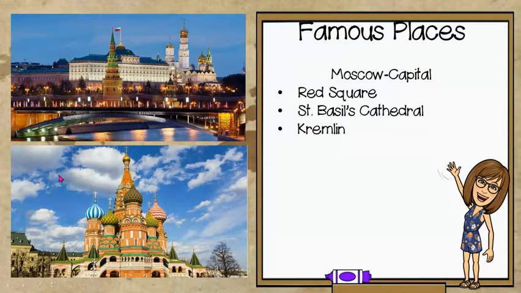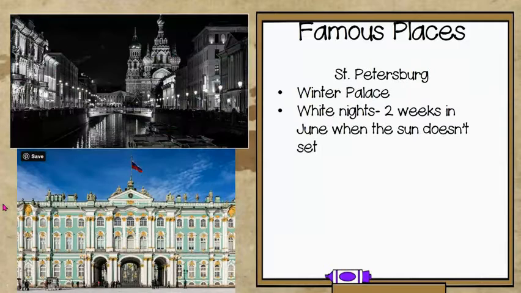If you were to go to Russia, you might visit Moscow, the capital, and see Red Square, St. Basil's Cathedral, or the Kremlin. Or you might visit St. Petersburg, which is pictured here. And in St. Petersburg, you might visit the beautiful Winter Palace. St. Petersburg and Russia are known for its White Nights, which is 2 weeks in June where the sun doesn't set. Wow.